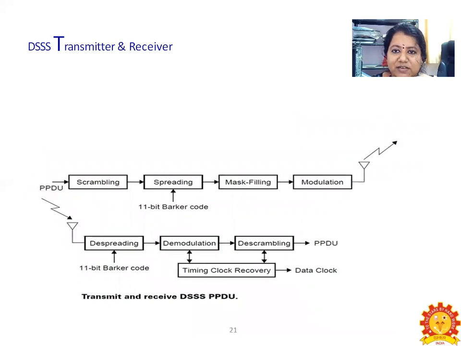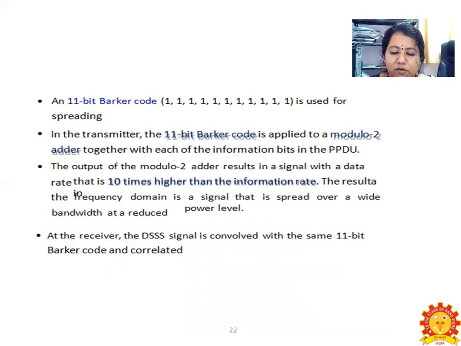The data transmitter and receiver of DSSS. Here the PPDU is given as an input to the scrambling. From there it goes to the spreading. The spreading is combined with the 11-bit Barker code to get the output, which goes to the modulation. At last we get the modulation output. From there we do despreading and demodulate those inputs. After demodulating, we do descrambling and get the PPDU with the help of timing clock recovery. So this is the transmit and receive of the DSSS PPDU. Here we use an 11-bit Barker code which is used for spreading.